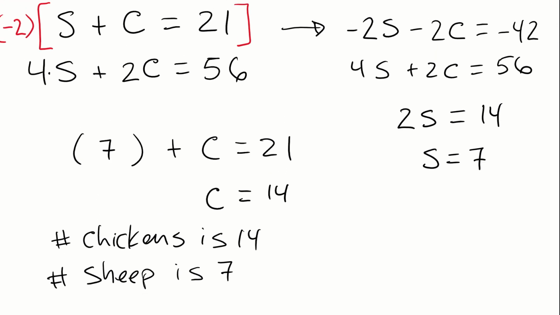So just as a quick check, I know that if I add those two numbers up, I should get 21 according to my system. And yes, 14 plus 7 is still 21. It hasn't changed. And the other thing is if I take 4 times the number of sheep, 4 times 7, I do get 28. And then if I take 2 times the number of chickens, 2 times 14 is also 28. And if I add 28 plus 28, I get, well, that's nice.